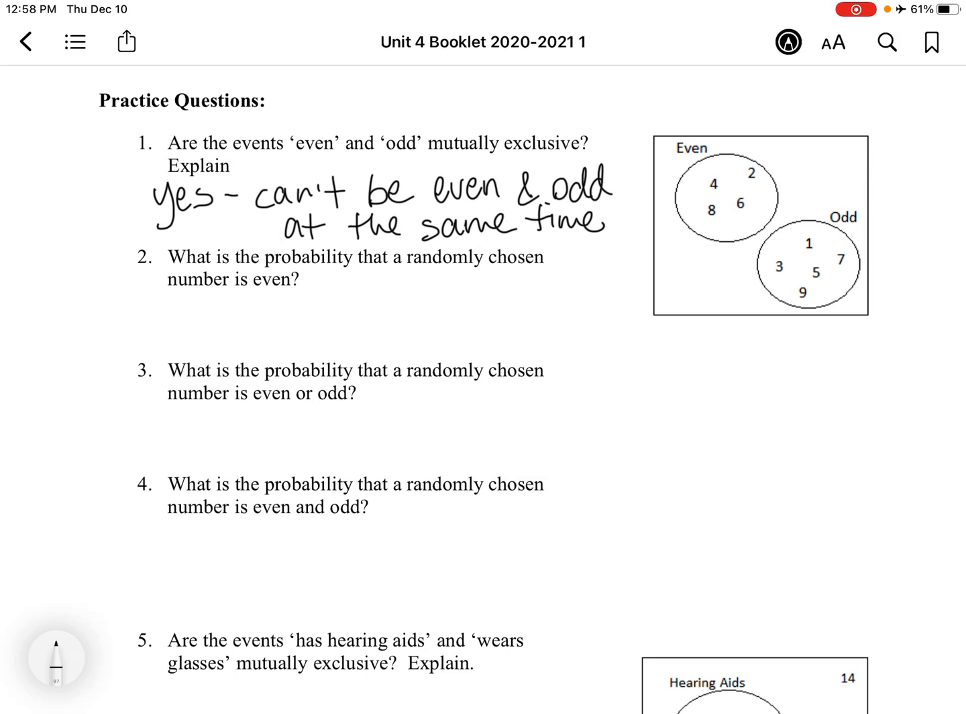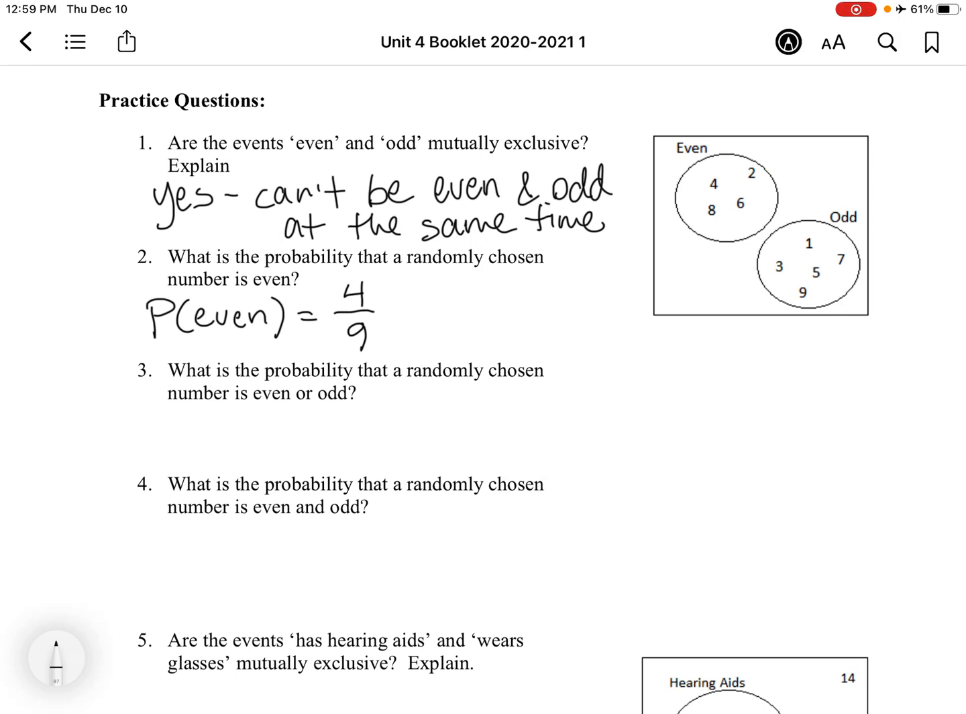Okay, what's the probability that a randomly chosen number is even? Well, to figure out the probability that it's even, you've got to figure out how many different numbers are in my sample space. It looks like there's 9 altogether because the numbers go from 1 to 9, and there's none that are outside of these two subsets, even and odd. So the probability of even is, well, there's 4 even numbers out of 9 altogether.